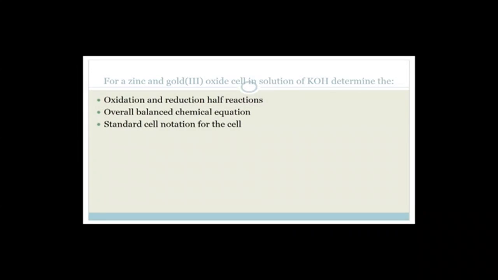It says, for a zinc and gold 3 oxide cell in solution with potassium hydroxide, we need to determine the following. 1, the oxidation reduction half reactions. 2, the overall balanced chemical equation. And 3, the standard cell notation of the cell. Okay, so we're now going to do this step by step.